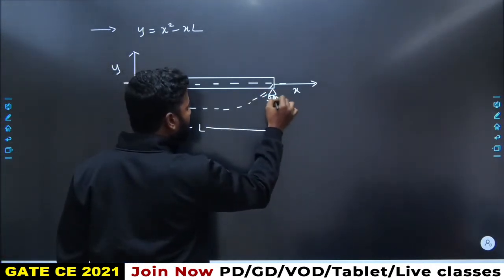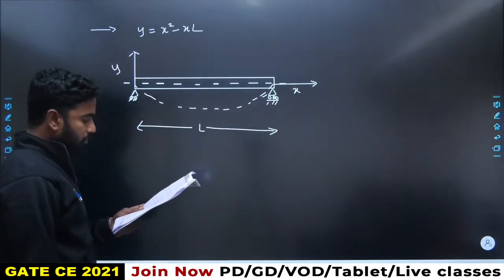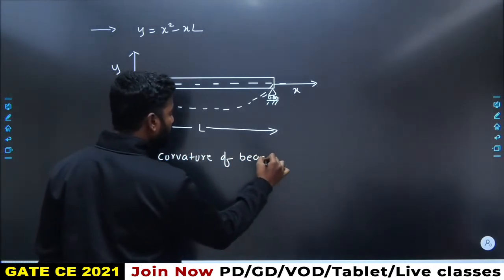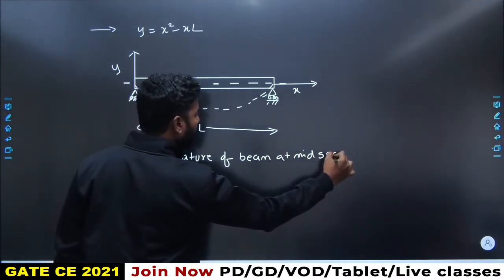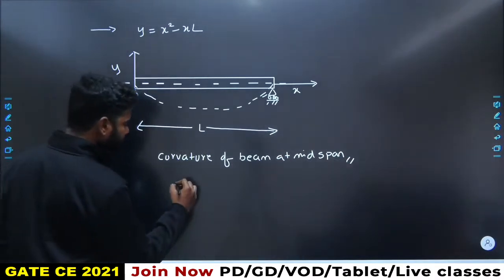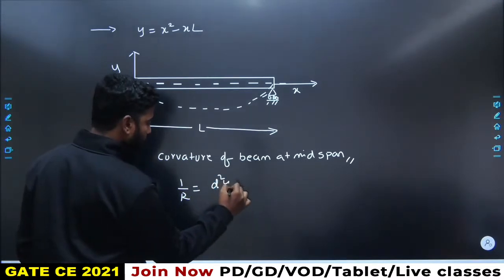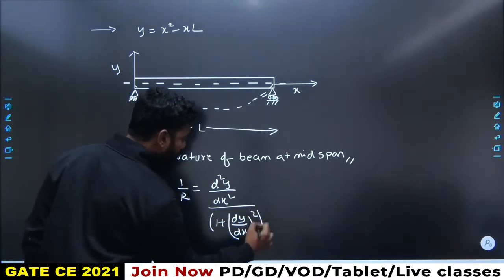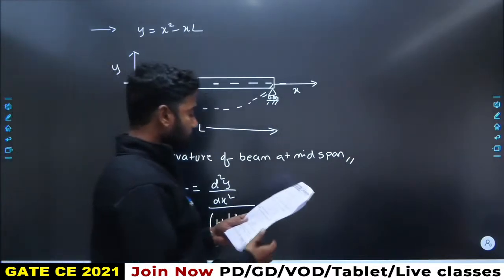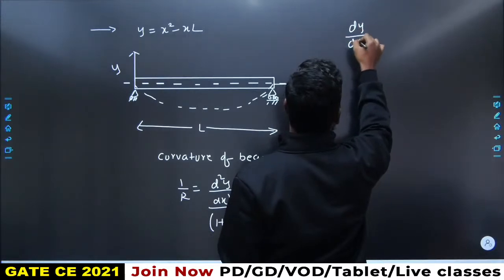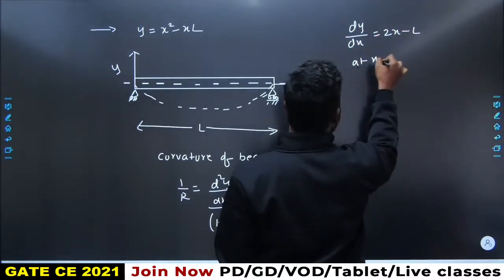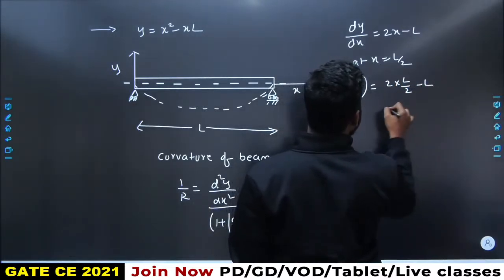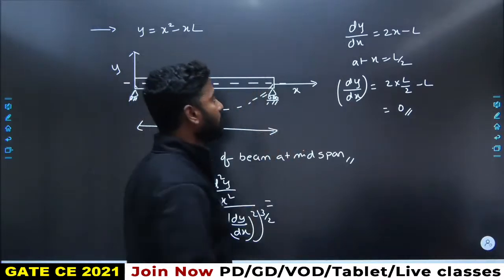What is he asking? He is asking the curvature, right? In the question he is asking the curvature of the beam at midspan. So curvature is generally 1 by r, that is equal to d square y upon dx square, upon 1 plus dy by dx whole square, whole to the power of 3 by 2. Here y is equal to x square minus xl. So dy by dx would be 2x minus l. At x equal to l by 2, dy by dx would be 2 into L by 2 minus L, that is 0. So dy by dx is equal to 0 at x equal to L by 2.